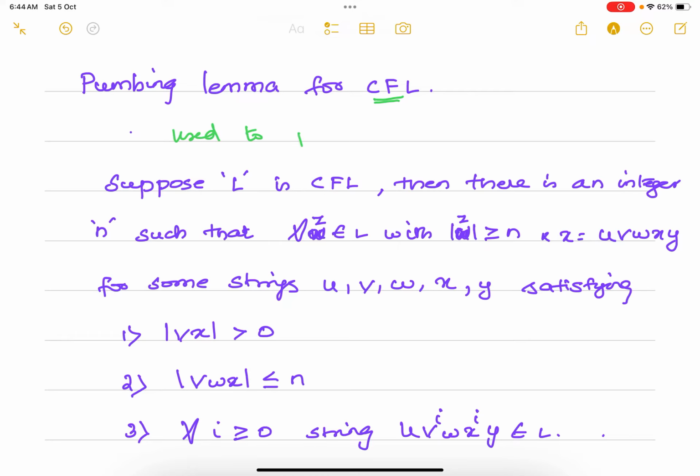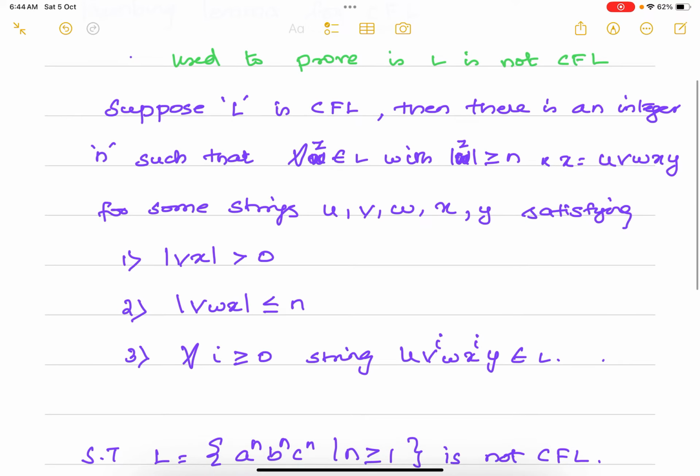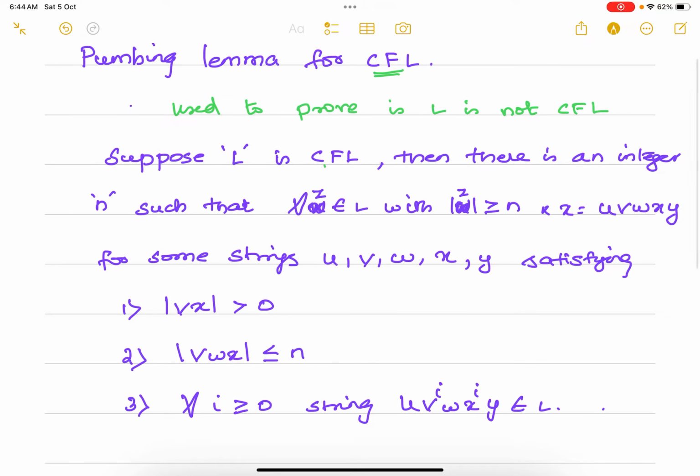the language is not, or to check whether the language is a context-free language or not. It is used to prove L is not a context-free language, or to check whether the language is a context-free language or not. It defines a set of rules for how a context-free language should be.